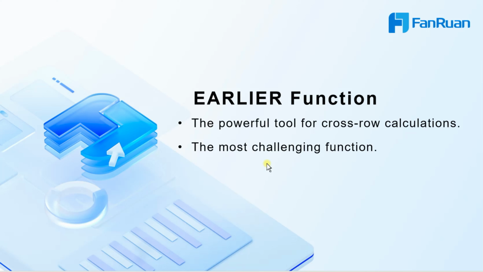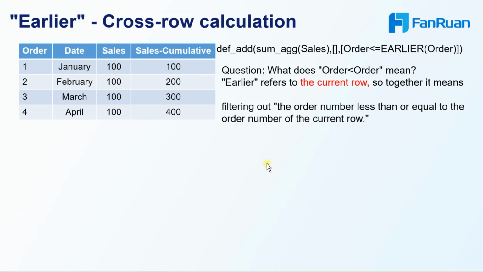Today, we will talk about a function that is commonly used together with the defined function, the earlier function. It is mainly applied in scenarios involving cross-row calculations, and is one of the more challenging functions in FindBI. Before we dive into the learning, let's first look at a simple case as an introduction.